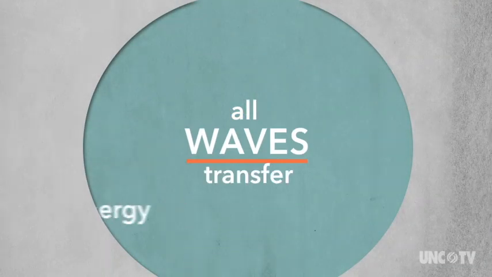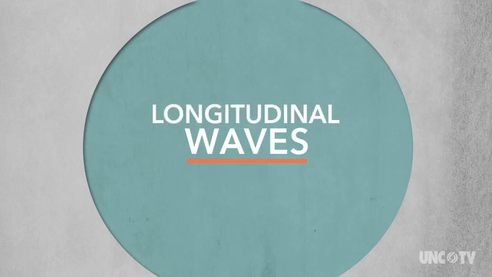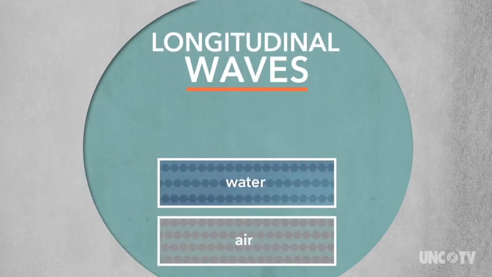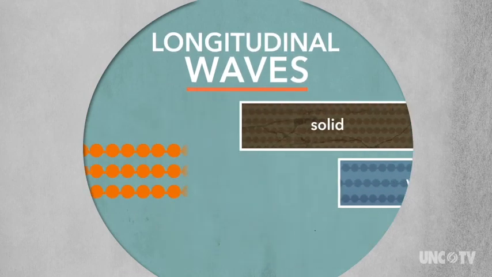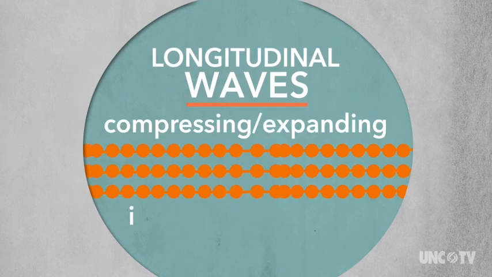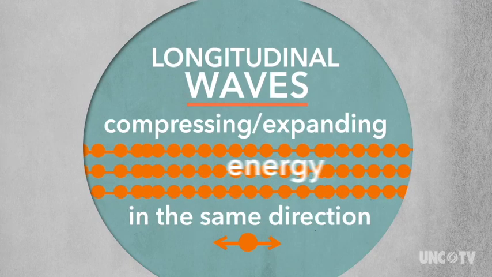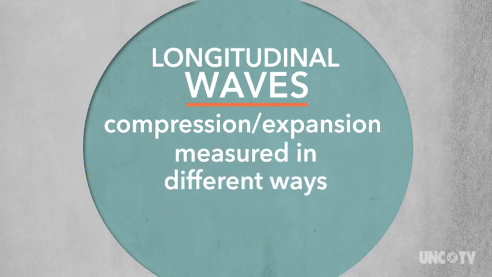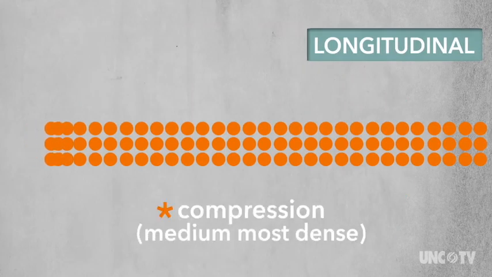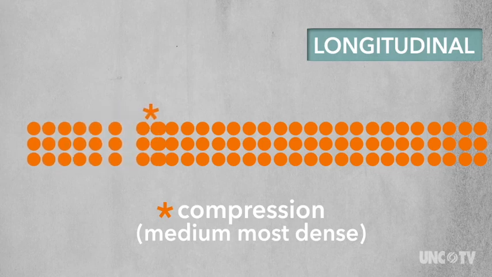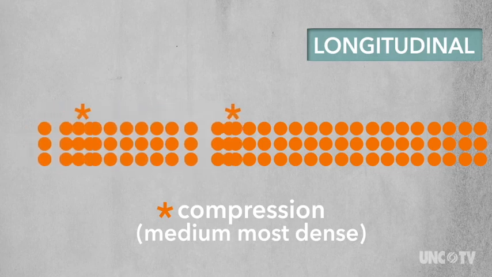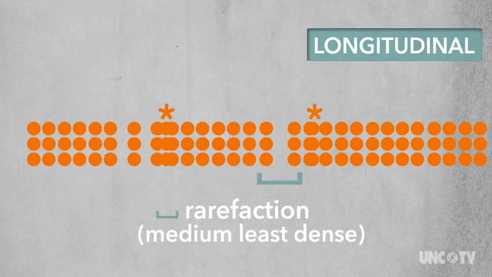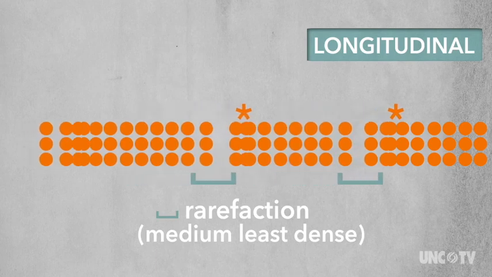All waves transfer energy, but the way they do it varies. A longitudinal wave can carry energy through air, water, and solids, and it does it by compressing and expanding the medium in the same direction it transfers the energy. This compression and expansion can be measured in different ways. A compression is a point where the medium is at its most squished, or maximum density. A rarefaction is a point where the medium is most spread out, or least dense.